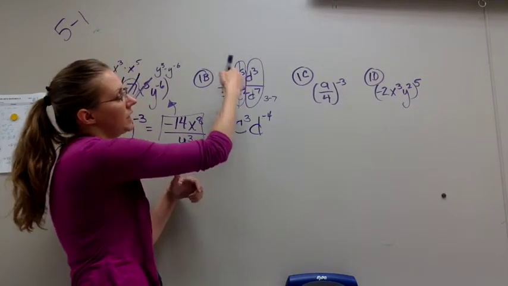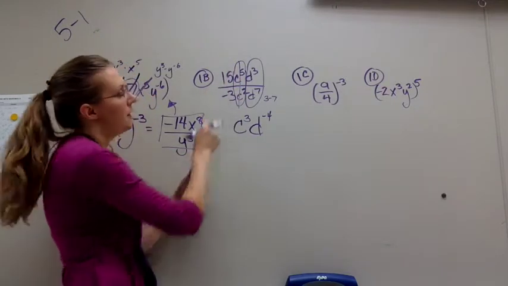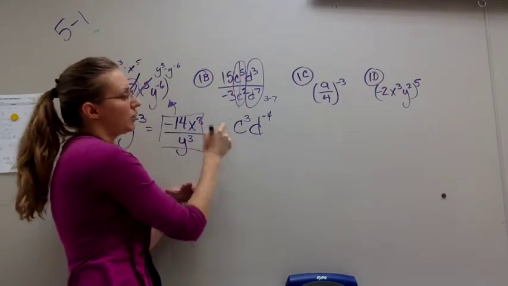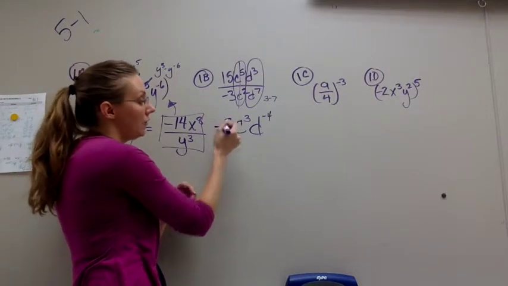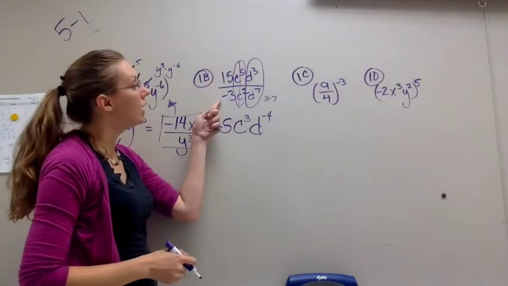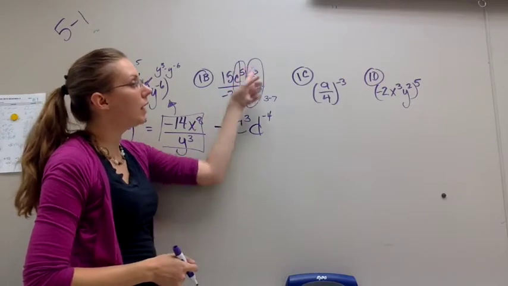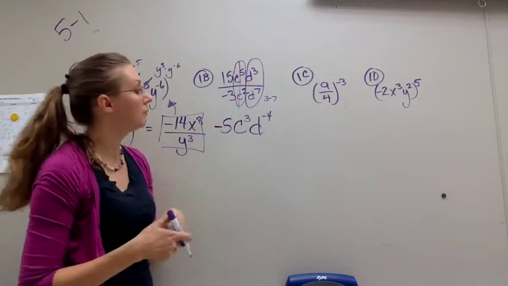And then I'm going to have this, but this should still be simplified. 15 divided by 3, or excuse me, negative 3, is going to be negative 5. Okay? So I take care of my constants. I take care of each variable in line with each other by subtracting.